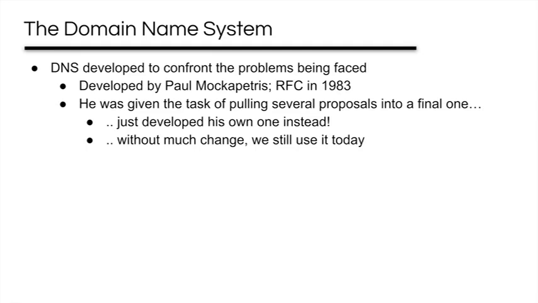So DNS, or the Domain Name System, was developed to confront the problems being faced here. It was developed by Paul Mockapetris in 1983, and he was actually sort of given the task of pulling together several different proposals for such a system into a final one. He kind of just developed his own one instead, and without much change, that's the one that we still use today.